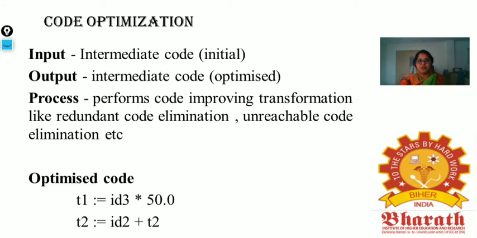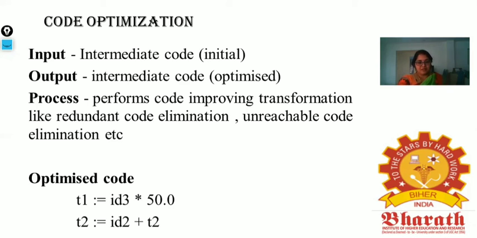So what happens with the code optimization? It takes an intermediate code as an input in the initial phase, and then the output will be the optimized intermediate code. It performs the code improvement operation, in which it removes redundant data, eliminates redundant data and any other unreachable code. So I'm just converting this with the help of the temporary variables which have been assigned, and those which we feel are unnecessary in that code, we are just removing.